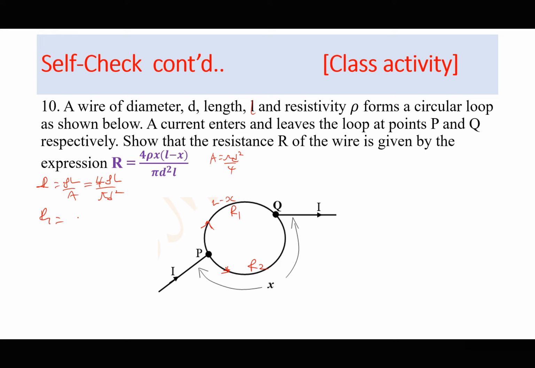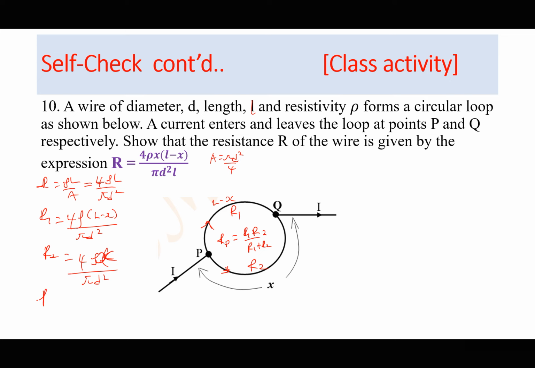So R1 is going to be equal to 4 rho. It is the same wire. The length is L minus x divided by pi, and the diameter is the same, d squared. Then for R2, it is going to be 4 times rho, the length is x, divided by pi times d squared because the diameter is the same. Now these are going to be like two resistors in parallel. Total resistance in parallel is the product over the sum.